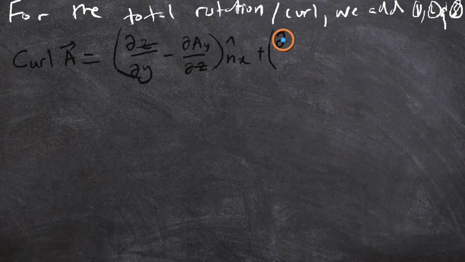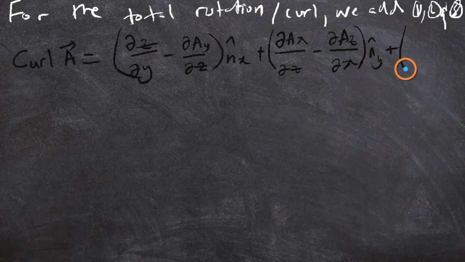Then we add to this the partial derivative of Ax with respect to z, minus the partial derivative of Az with respect to x, all that in the ny hat direction. And then we finally add to that the last expression, the partial derivative of Ay with respect to x, minus the partial derivative of Ax with respect to y, and all that was happening in the nz hat direction. Something is important that we must also note.